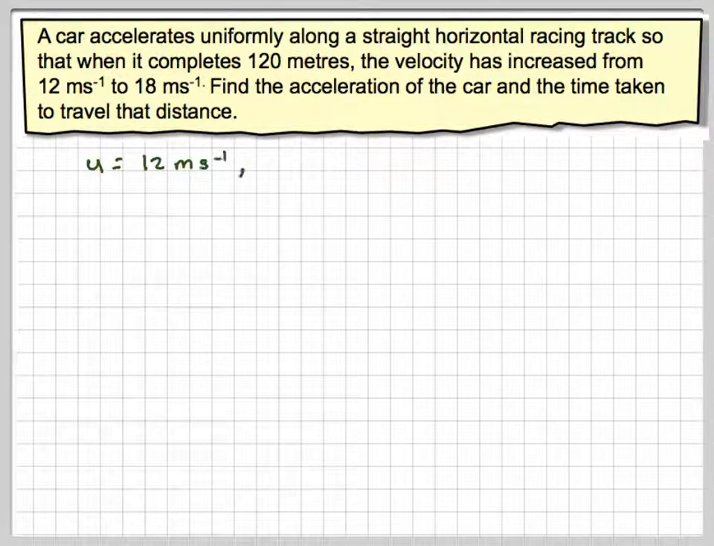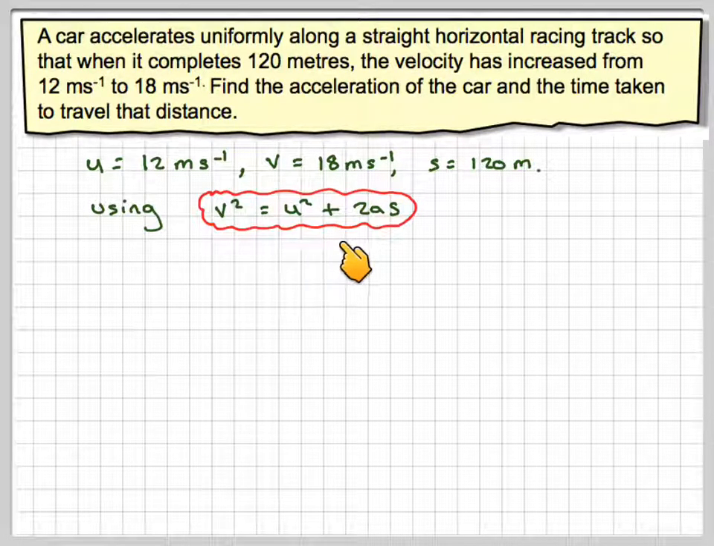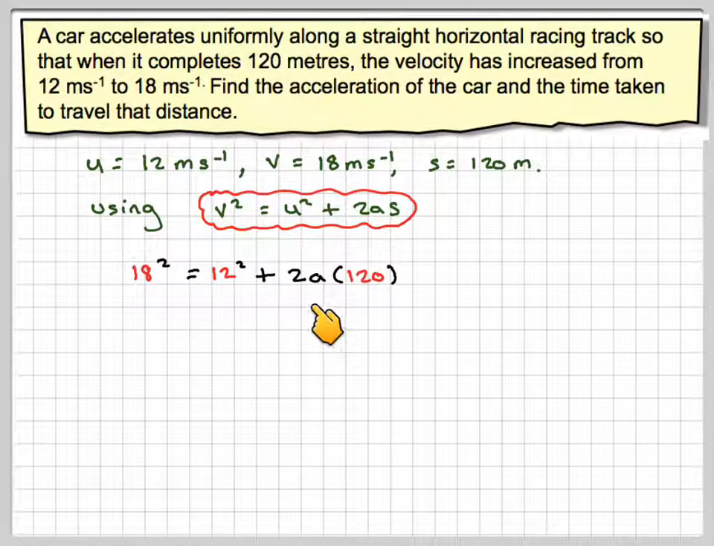So what we've got here is extracting the information. U is 12 meters per second. V is 18 meters per second. S is 120 meters. So using V squared is equal to U squared plus 2AS, we've got 18 squared is equal to 12 squared plus 2A times 120.